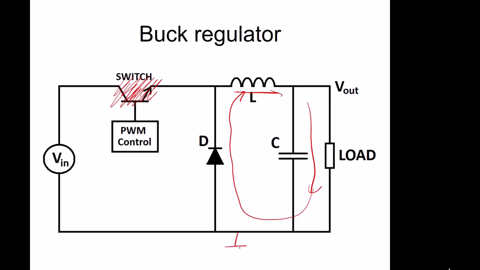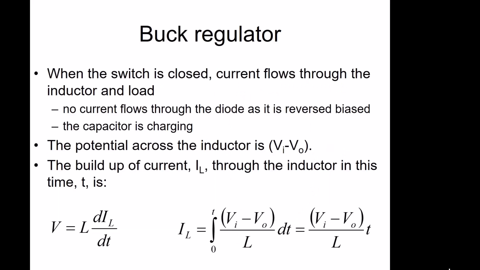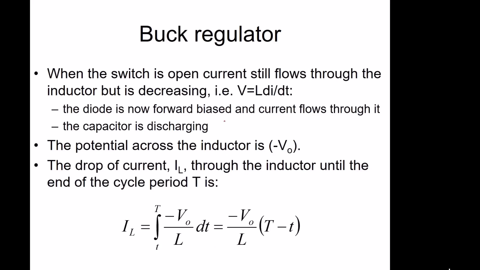So we've got earth at this point, so the potential across the inductor now is V out 0 on this side and V out on this side, with current flowing in here. So the potential across the inductor is ground 0 minus V out. Again, what we can do is work out the change in current over a certain period of time, which is from time t to time we'll call it capital T. So we integrate that to get that value.